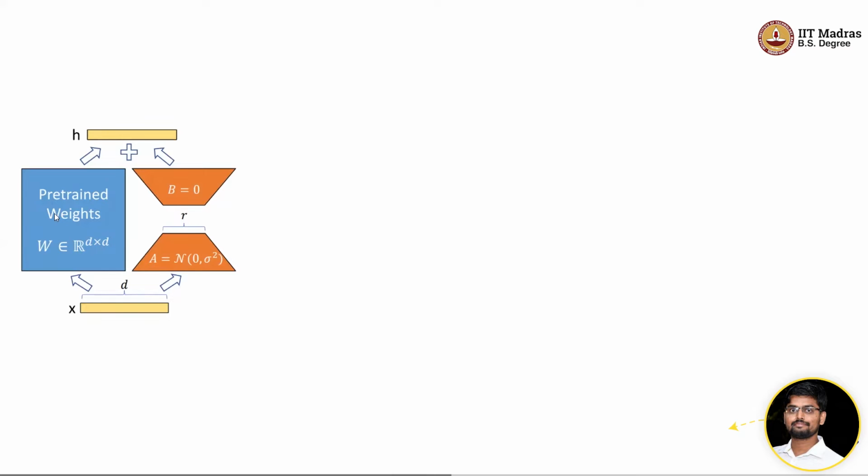Just for the sake of understanding, let's say we have just a single weight W, and we decompose the weight into two matrices A and B with rank R. The matrix A is initialized randomly, typically from a Gaussian, and B is initialized to 0. During the forward pass, what really happens is we pass X through both the layers.